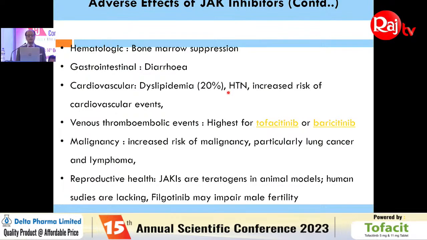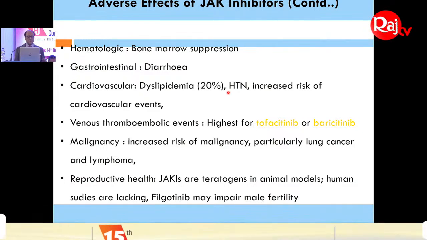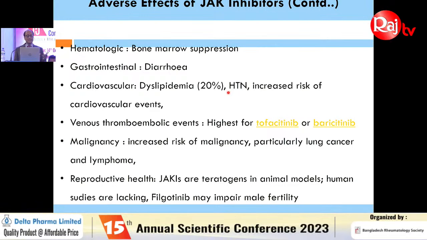So highest for tofacitinib or baricitinib, maybe malignancy, increased risk of malignancy, particularly lung cancer and lymphoma, reproductive health also. JAK inhibitor, especially filgotinib, was a promising drug for spondyloarthritis too. But nowadays one study found that it impairs male fertility. So probably its future is dark. Anyway, and this morning, in addition, weight gain.